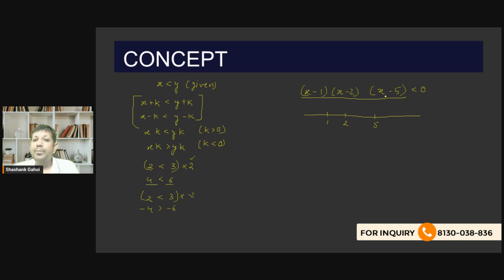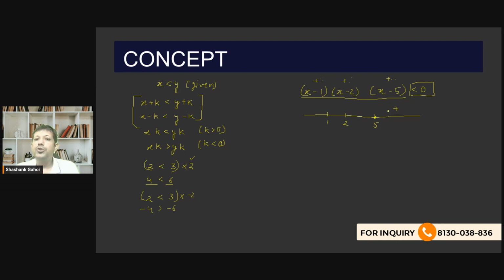Now pick any number that's greater than 5. Let's say 6, or if you want, you can take 10 as well. So let's take 10. 10 minus 1 is a positive number. 10 minus 2 is again a positive number. 10 minus 5 is again a positive number. So positive into positive into positive is going to be positive. I'm not looking at whether it is less than 0 or greater than 0 right now; I don't bother about it. If I pick a number greater than 5, it is going to be positive.